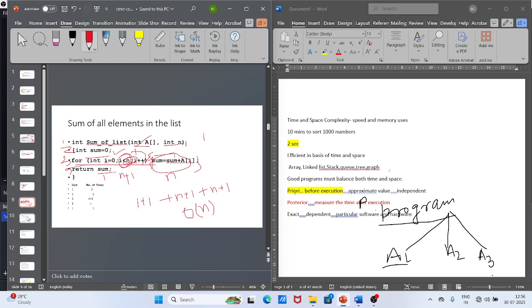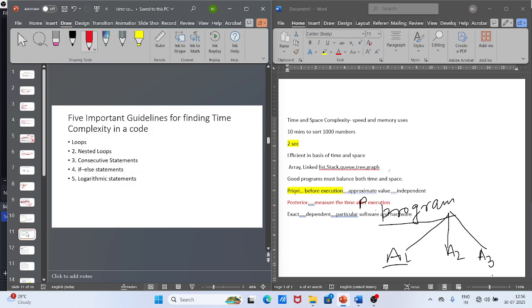Okay. Now come to the next point. So there are 5 important guidelines for finding the time complexity of code. One is loops. Time depends on how many times the loops run. It may be order of n, order of n square, n cube, etc. Its time depends on how many times the loop runs.